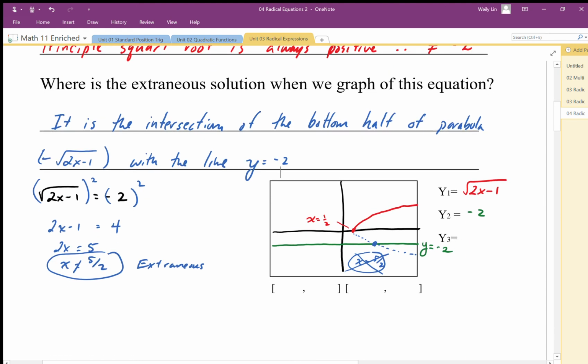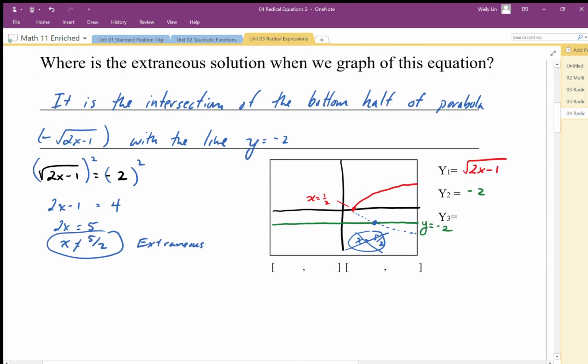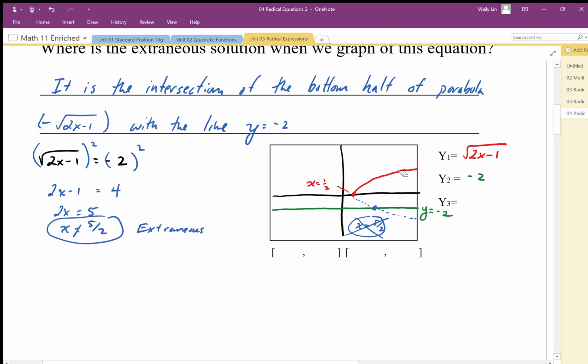We can actually visualize the extraneous solution here. We should also make sure we're clear that there's no solution to this, because the red and the green represent the original equation, and there's no intersection between the red and green graphs.